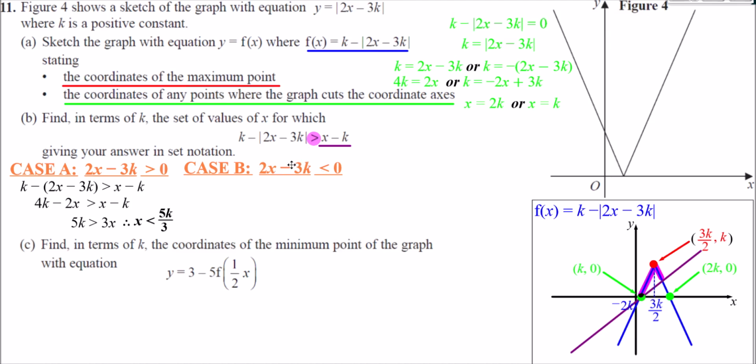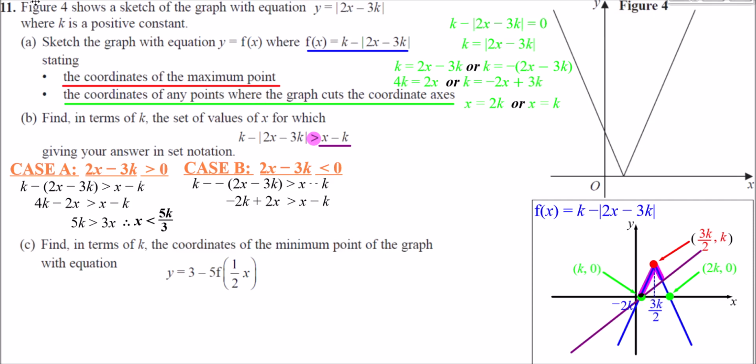So if this is negative, then f of x will be k minus this here multiplied by minus 1. So I'll be wanting to solve k minus 1 times all of that. When is that greater than x minus k? So simplifying this left-hand side, undoing these minuses, it's going to become this. I'm going to get minus 2k plus 2x must be greater than x minus k.